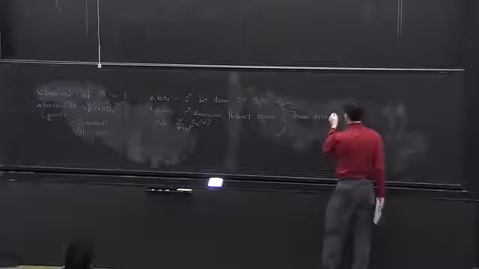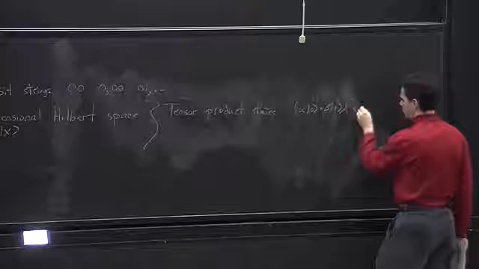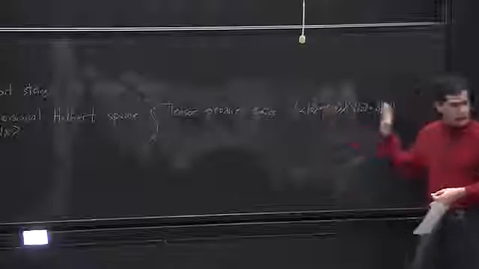So tensor product states, of course, can be written in a form something like this, where you can separate out a straightforward pure state of the first qubit and a pure state of the second qubit.